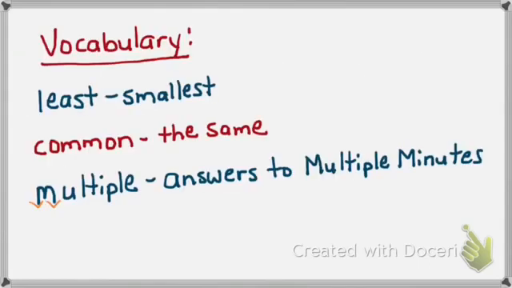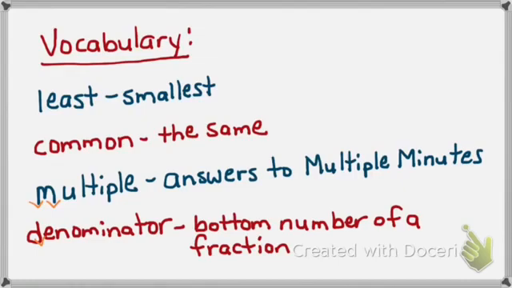Our vocabulary is similar to our last lesson, Packet D, Lesson 1. Least means smallest, common means the same, multiple is the answers to the multiplication tables, and we also have denominator, which is the bottom number of a fraction.